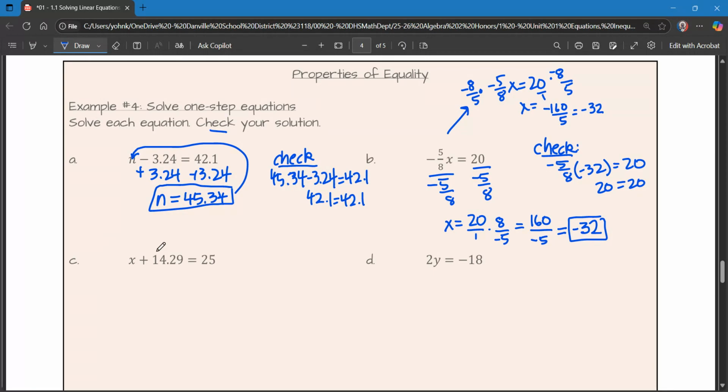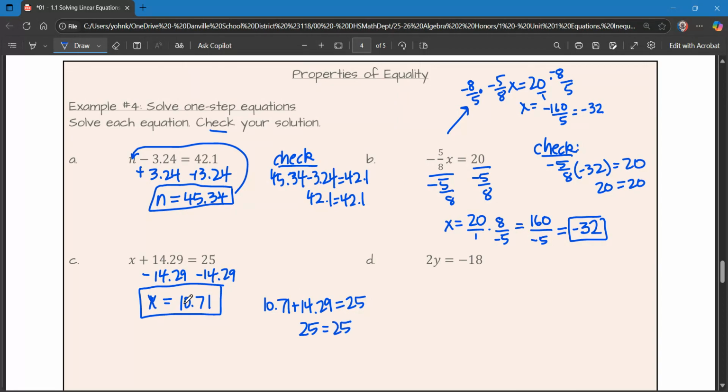Letter C, x plus 14.29 equals 25. This is an addition problem, so to undo, you subtract. If you do 25 minus 14.29, you get 10.71. So x equals 10.71. To check it, you want to do 10.71 plus 14.29, and you want to see if that equals 25. If you add the left side, you do get 25, and that equals 25. So you know your answer is correct.